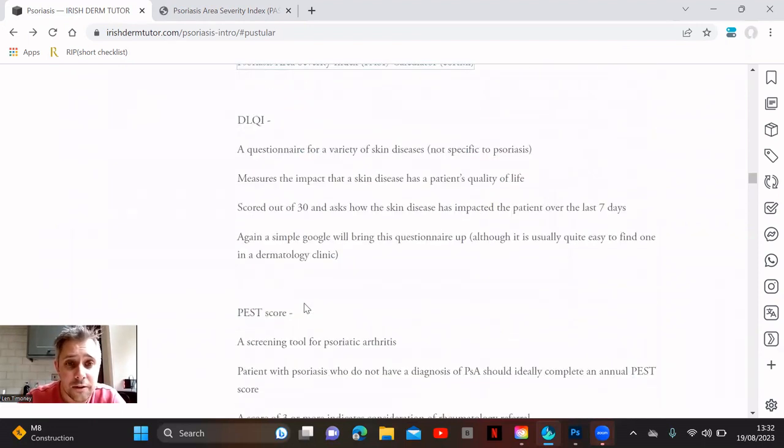And then there's something called a DLQI, and this is a questionnaire that is used for a variety of skin diseases. It's not specific for psoriasis, and it measures the impact that skin disease has on the patient's quality of life. It's scored out of 30, and it asks how the skin disease has impacted the patient over the last 7 days. Again, a simple Google or whatever search engine you use will bring this questionnaire up, although it's quite easy to find in the dermatology clinic.